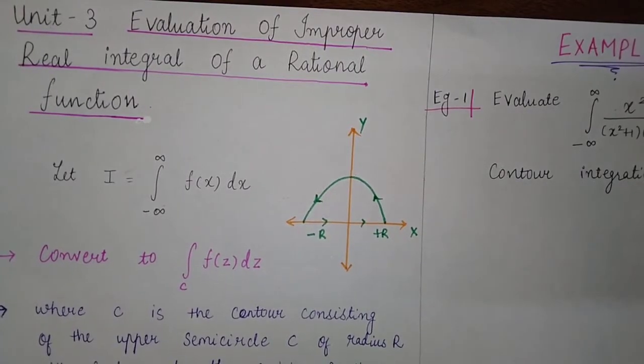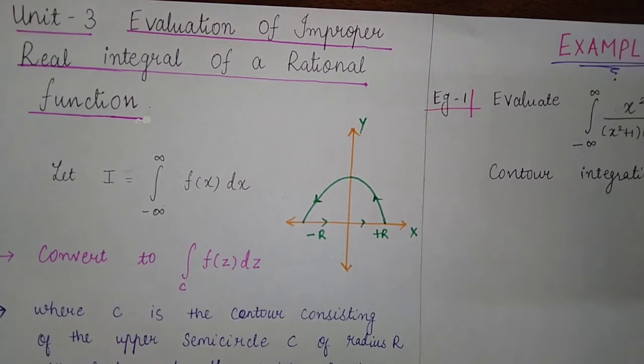Hello everyone. So we will see the next method of unit 3, that is evaluation of improper real integral of a rational function. And this method is also very simple and you just have to remember the steps.